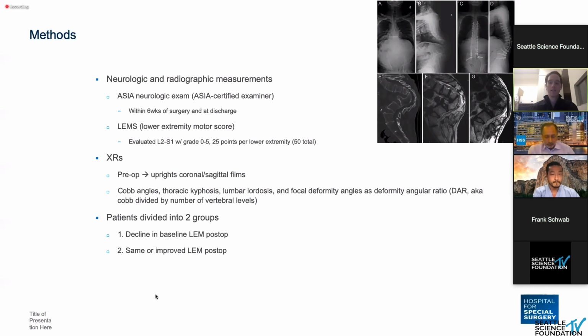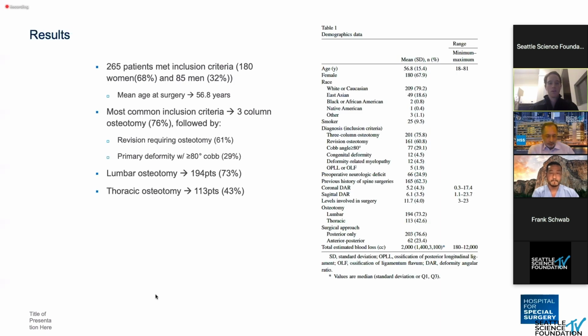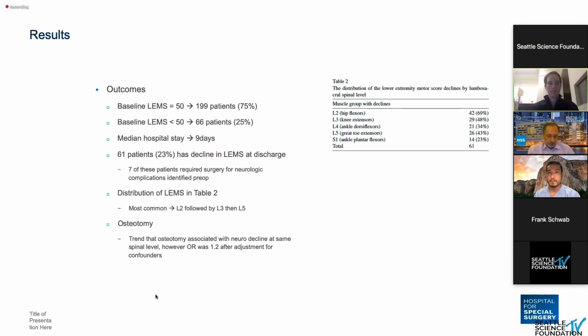They then divided their group into those who had a decline in neurologic function, and those who had either the same in the post-op setting or an improved neurologic outcome. So 265 met the inclusion criteria with a mean age of about 57. The most common inclusion criterion for the surgery itself was a 3-column osteotomy, followed by those who had a revision setting with an osteotomy and those with a primary deformity greater than 80 degrees. Lumbar osteotomies composed about 73%, whereas thoracic osteotomies composed about 43%.